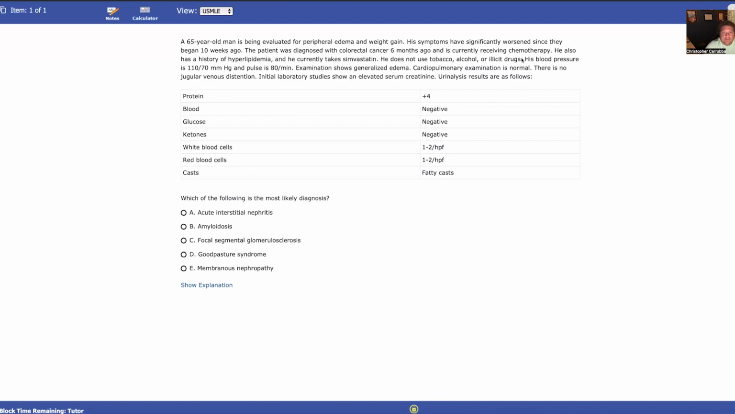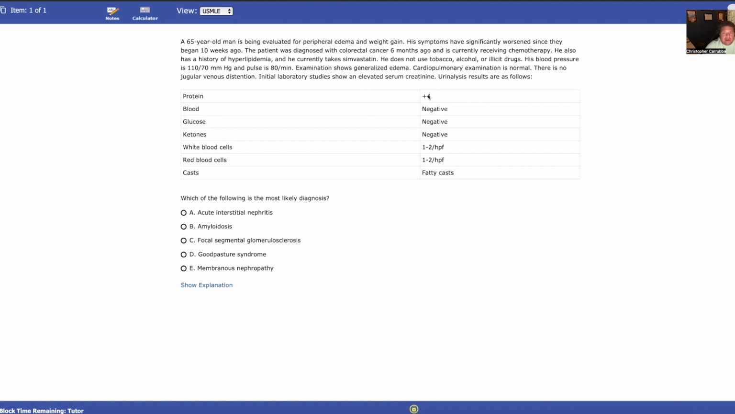Looking through here, he has hyperlipidemia, which doesn't really relate to any of this. No tobacco, alcohol, or illicit drugs. Vitals look pretty good. And all we're seeing on exam is some generalized edema. And we know that labs are showing an elevated creatinine. So where do we go from there?